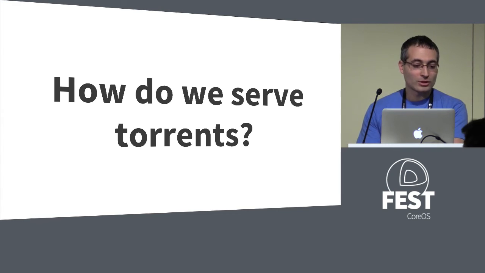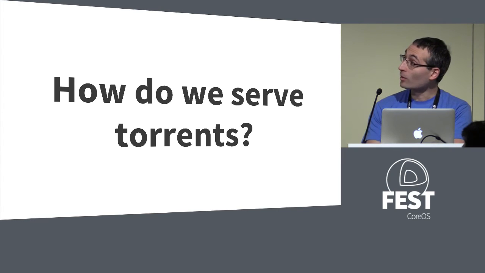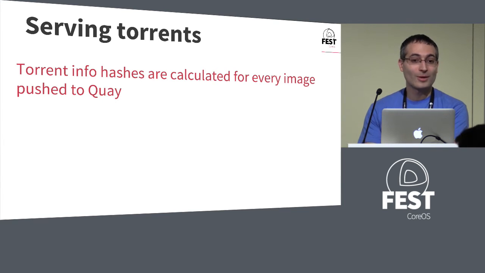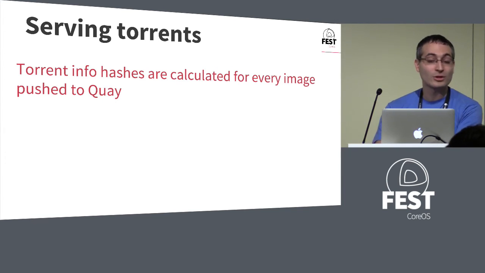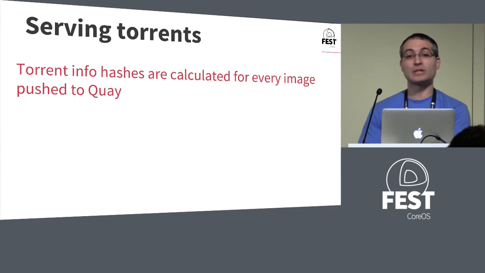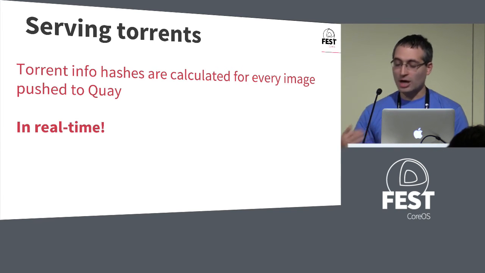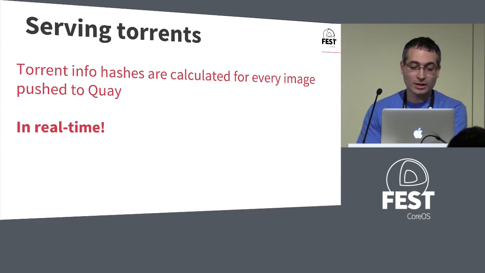So the last question, of course, how do we serve these torrents? Well, we took a page out of our book for squashed images. Torrent info hashes are actually calculated for every image when pushed to Quay in real time. So when you do a Docker push today, as that data is streaming into Quay, we have to calculate a hash to verify that we have the data correct. We also just pipe it simultaneously through another calculator, and that calculates the info hash for the torrent.